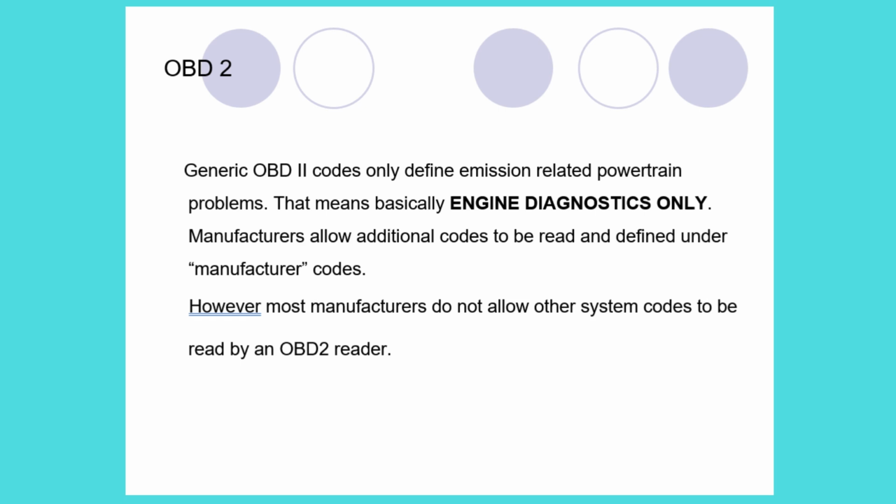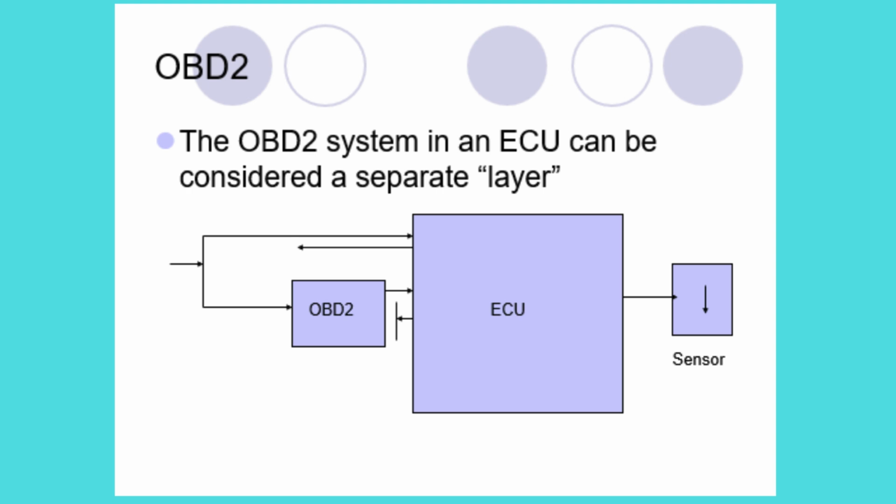Generic OBD2 codes only define emission-related powertrain problems. This basically means engine diagnostics only. Manufacturers allow additional codes to be read and defined under manufacturer codes. But in reality, most manufacturers do not allow other system codes to be read by an OBD2 code reader. The OBD2 system in an ECU can be considered a separate layer. Certain sensor data can only be accessed using the manufacturer protocol. The OBD2 system is not allowed to access this information.